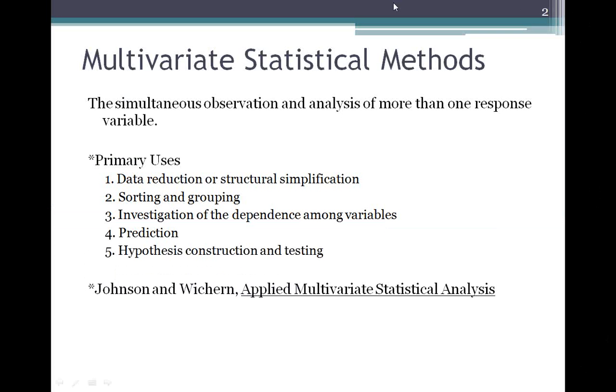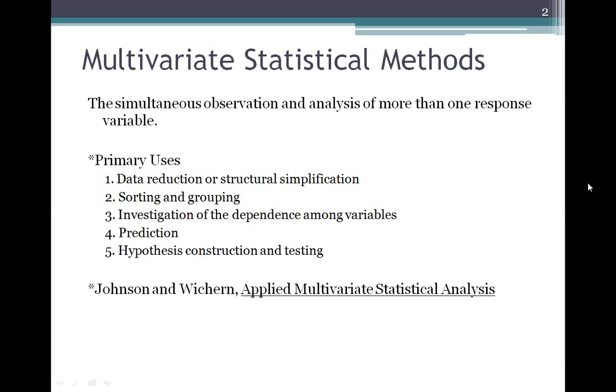Okay, let's get started. If you were with us about 5 weeks or so ago, you'll know that I defined multivariate statistical methods as the simultaneous observation and analysis of more than one response variable. And there are a number of uses of multivariate statistical methods, and I listed 5 from the book by Johnson and Wichern on applied multivariate statistical methods. The first use, the one we talked about primarily during the last webinar, was data reduction or structural simplification.